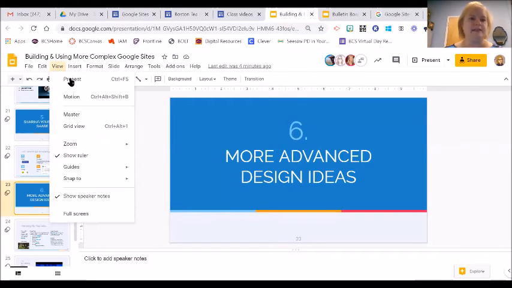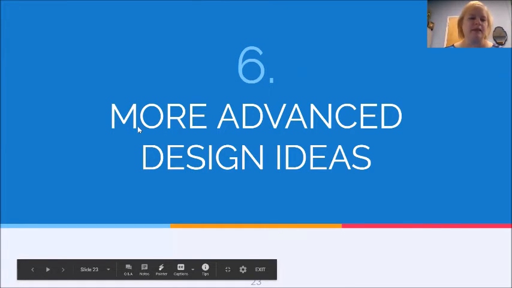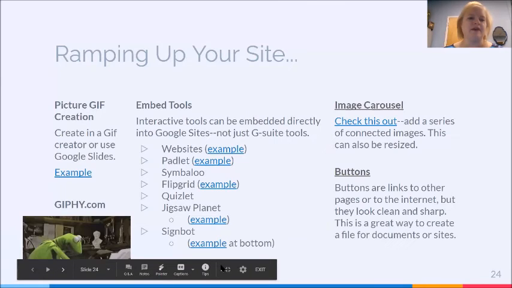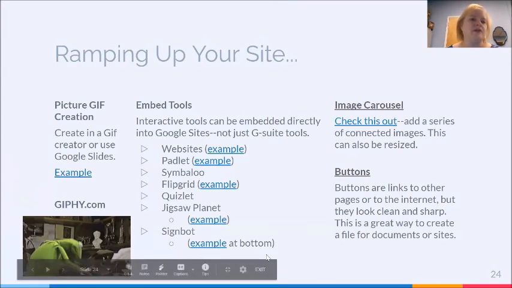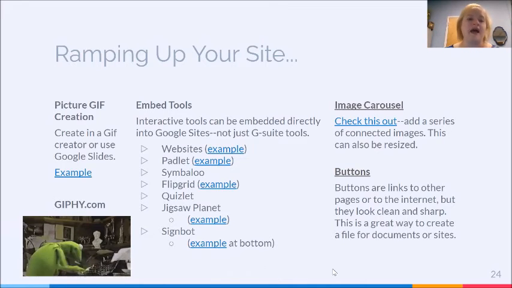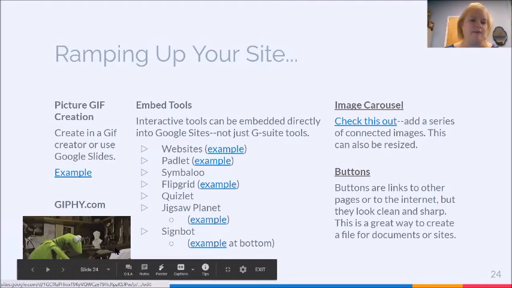So some more advanced design ideas that we did want to share with you, since this is about making more complex sites. There are several different tools, several different pieces that can be integrated into a site. So it's not just a website. There are some picture and GIF creation tools, and you can actually just use Google Slides. It makes kind of a slow GIF, but you can use Google Slides for that. There's an example of that here. You can use Giphy.com. There is another one called Tall Tweets.